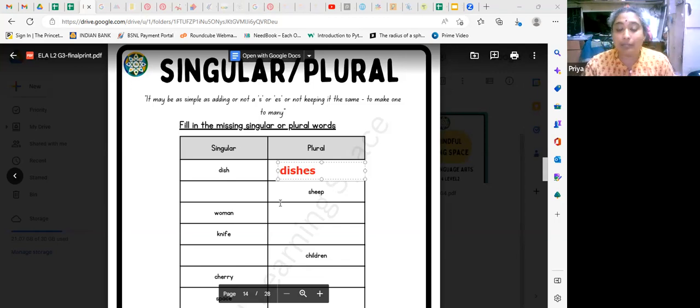Okay. Who can tell me the singular of the word sheep? Grade 3. Srihit, this is grade 3 stuff, Nana. Please do it in your workbook. This is grade 3.